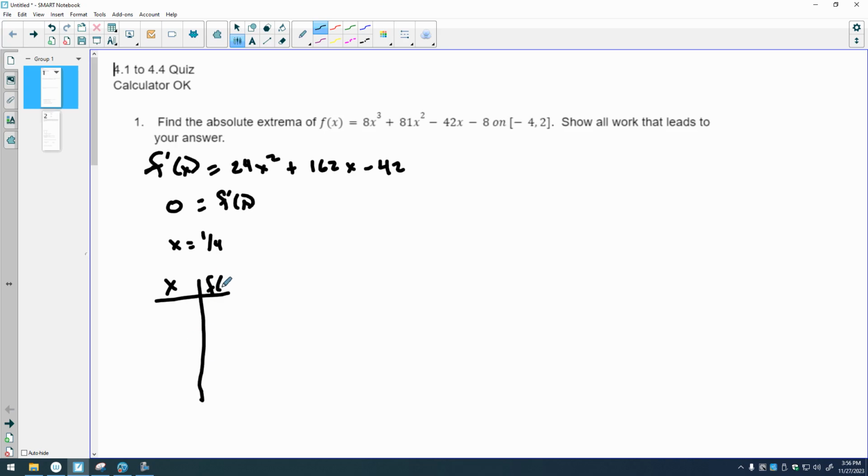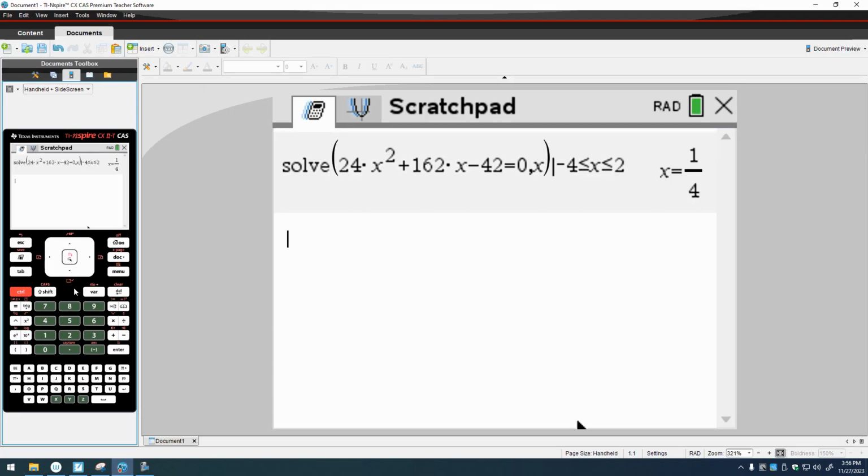Okay, so now I'm going to plug in 1/4. Whoops. I'm looking for absolute extrema. So my absolute extrema occur where I have the max value and the min value. So I want to plug in these endpoints and critical values into my original function. So I'm going to plug in -4, 1/4, and 2. Okay, so back to my calculator. And here's where I'm going to show you the shortcut. I think it's a shortcut.